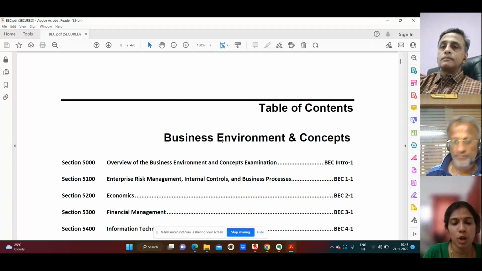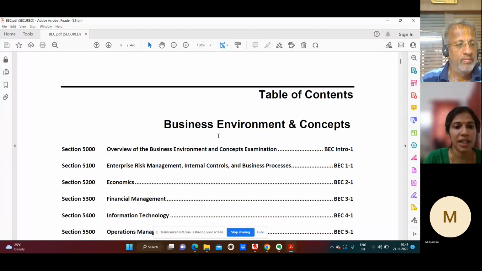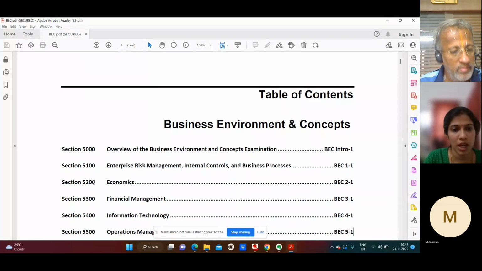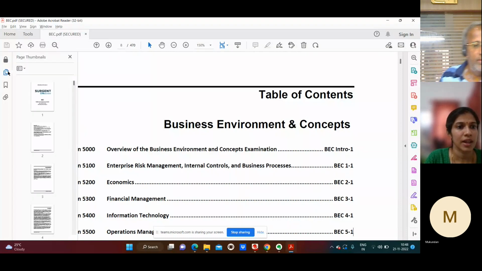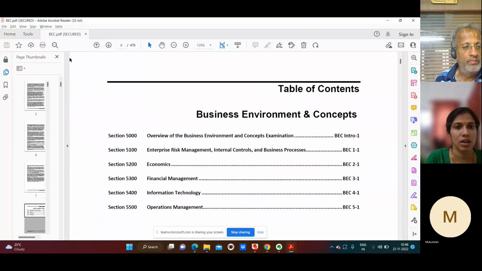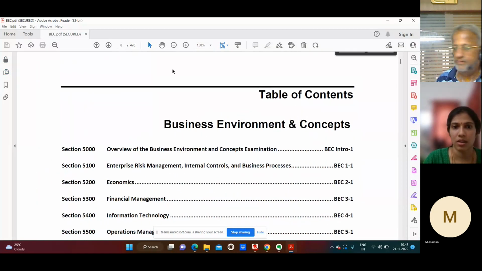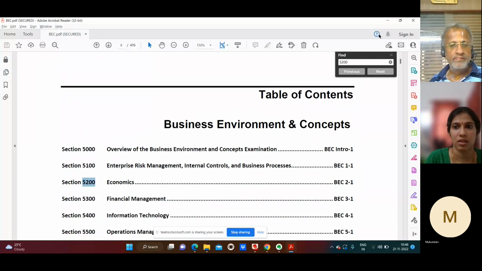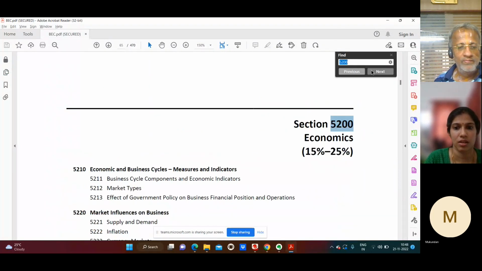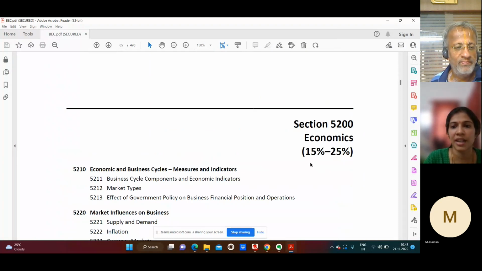So before we jump into the topics, the broad areas which are there in your BEC is this, and within that, economics is 5200. So if we jump onto that, okay, this is the section for economics, and it talks about the weightage, 15 to 25%, all that we can see later. So what we are looking at is the broad topics which are covered over here.